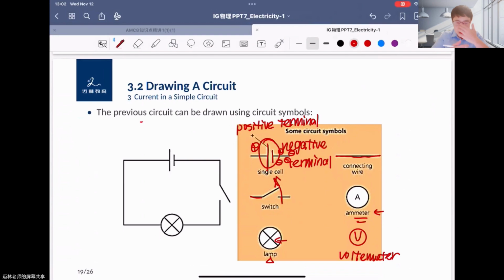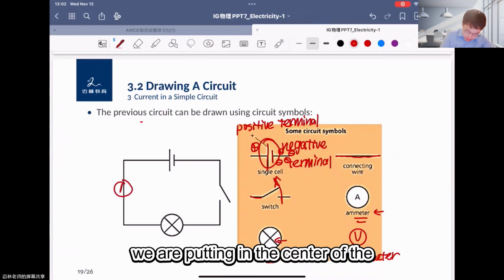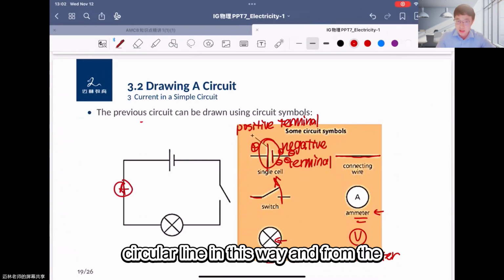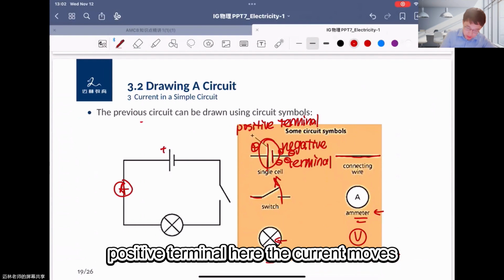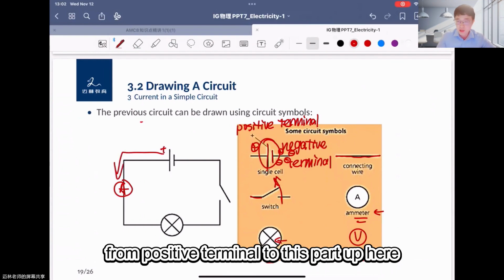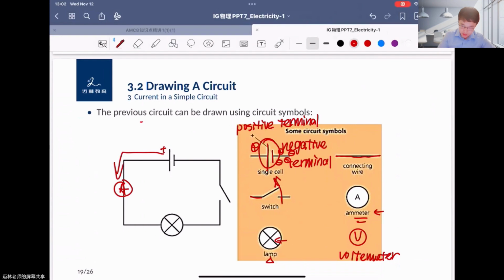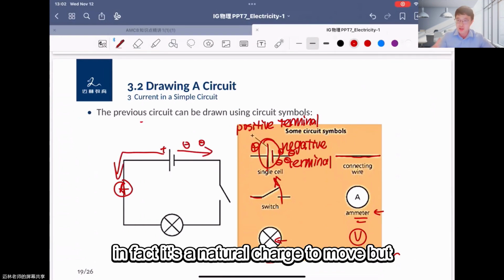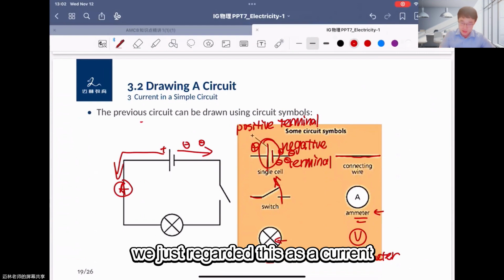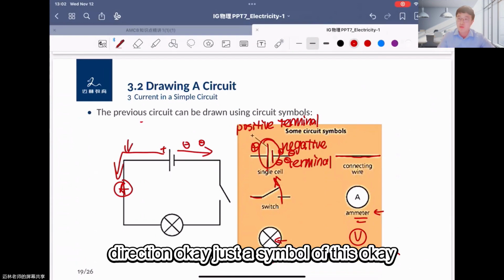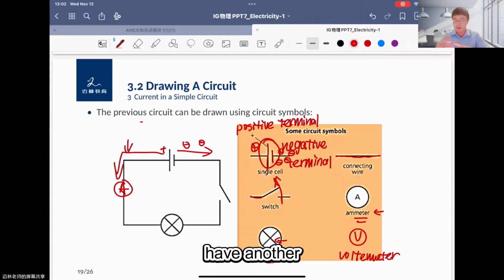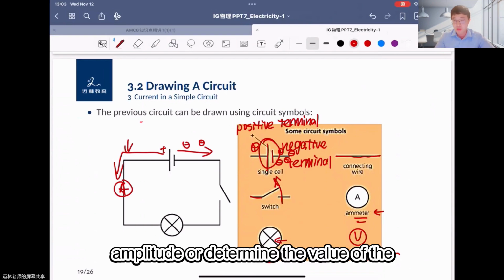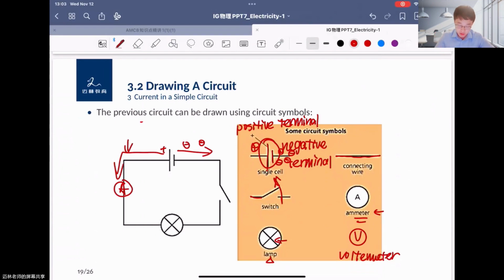So the ammeter is put in the center of the circuit like this, and the current moves from the positive terminal to this part. Here I also want to illustrate that, in fact, it's the negative charge that moves, but we regard this as the current direction. It's just a symbol, and it doesn't affect how we determine the value of the current.